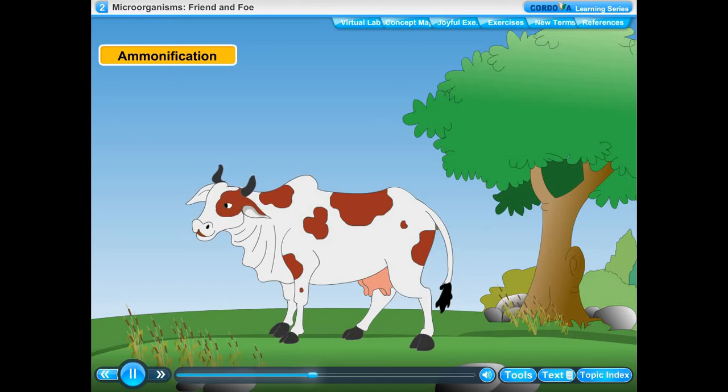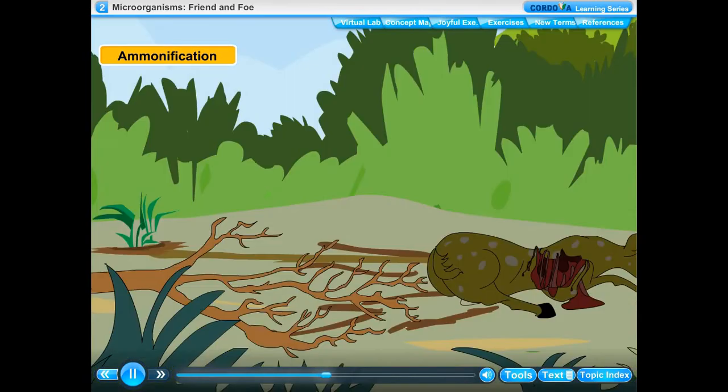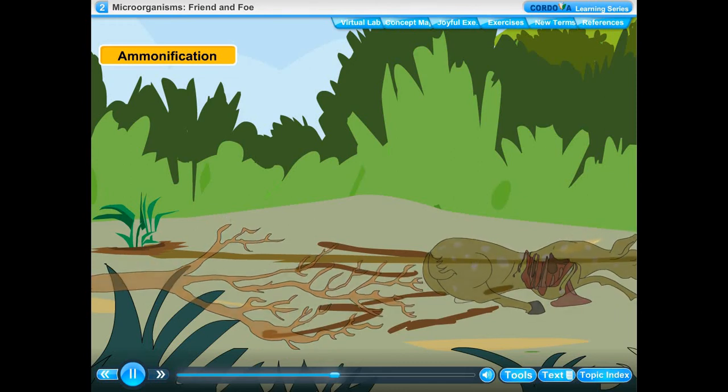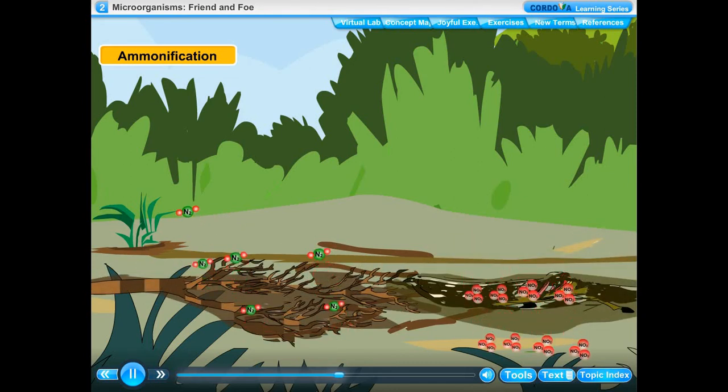Ammonification. When animals excrete waste materials like urea or uric acid, or when plants and animals die, the proteins present in them are converted into ammonium compounds by the putrefying bacteria and fungi found in the soil. This process is called ammonification.